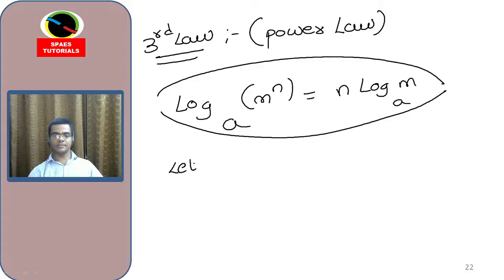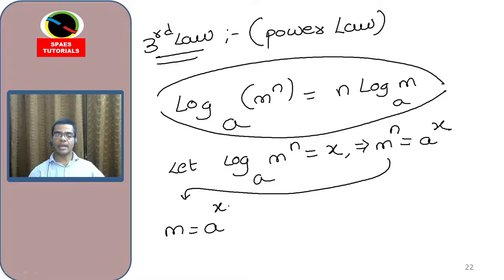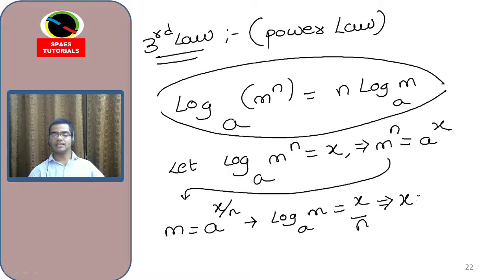Okay, let us see the proof. Let log m power n base a be equal to x, then that implies m power n is equal to a power x. Now if m power n is equal to a power x, according to the indices we can write this as m is equal to a power x by n. Now you can write this in the logarithmic notation as log m base a is equal to x by n, which implies x is equal to n log m base a. I think that's what we have to prove.